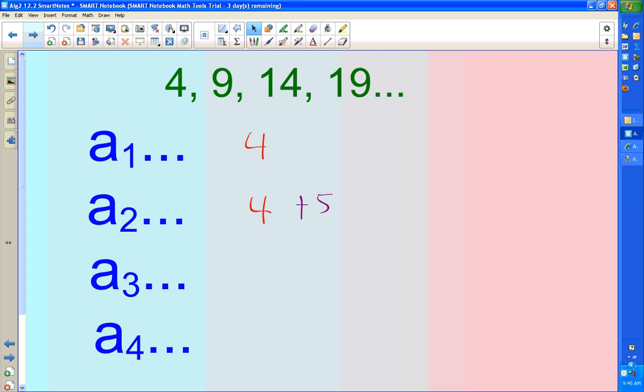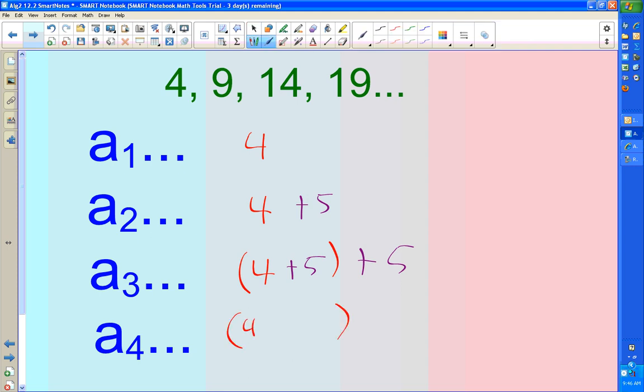Okay? And how do we get to the third term? You add 5 to the second term. So the second term was 4 plus 5. And we're going to add 5 to that. How do we get to the fourth term? Add 5 to the third term. Here's the third term, plus 5.